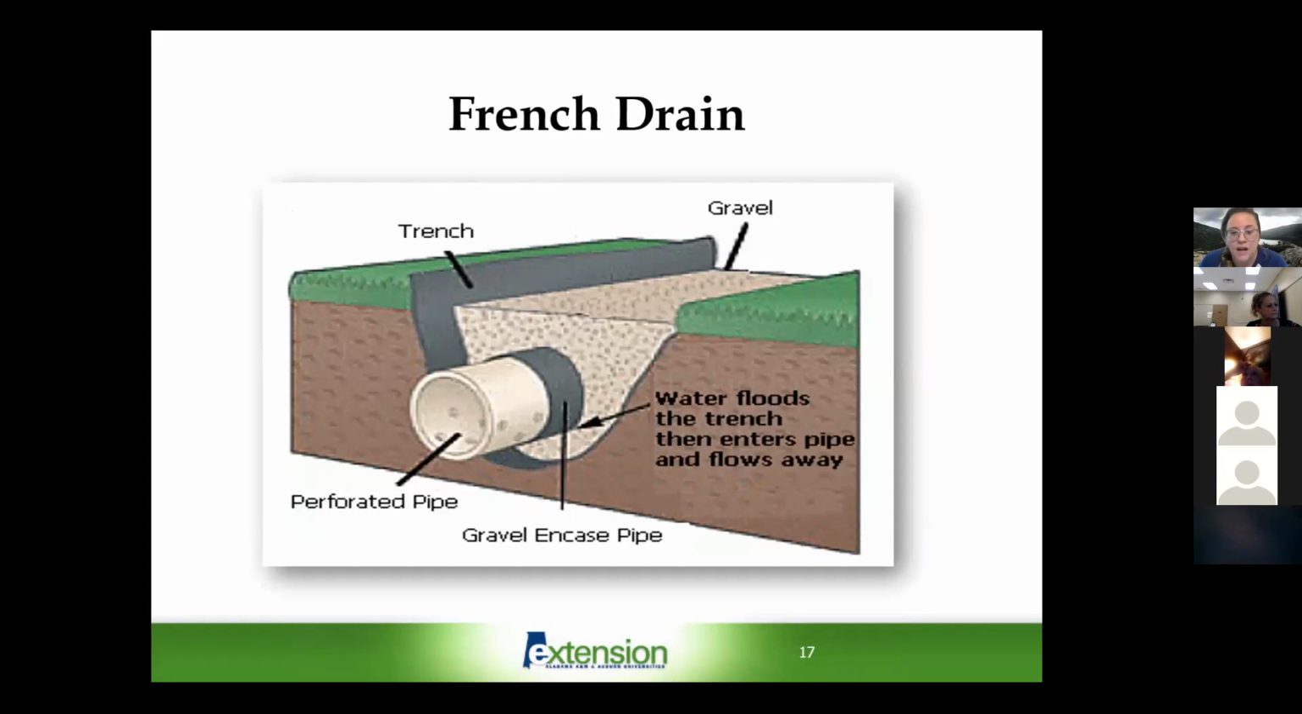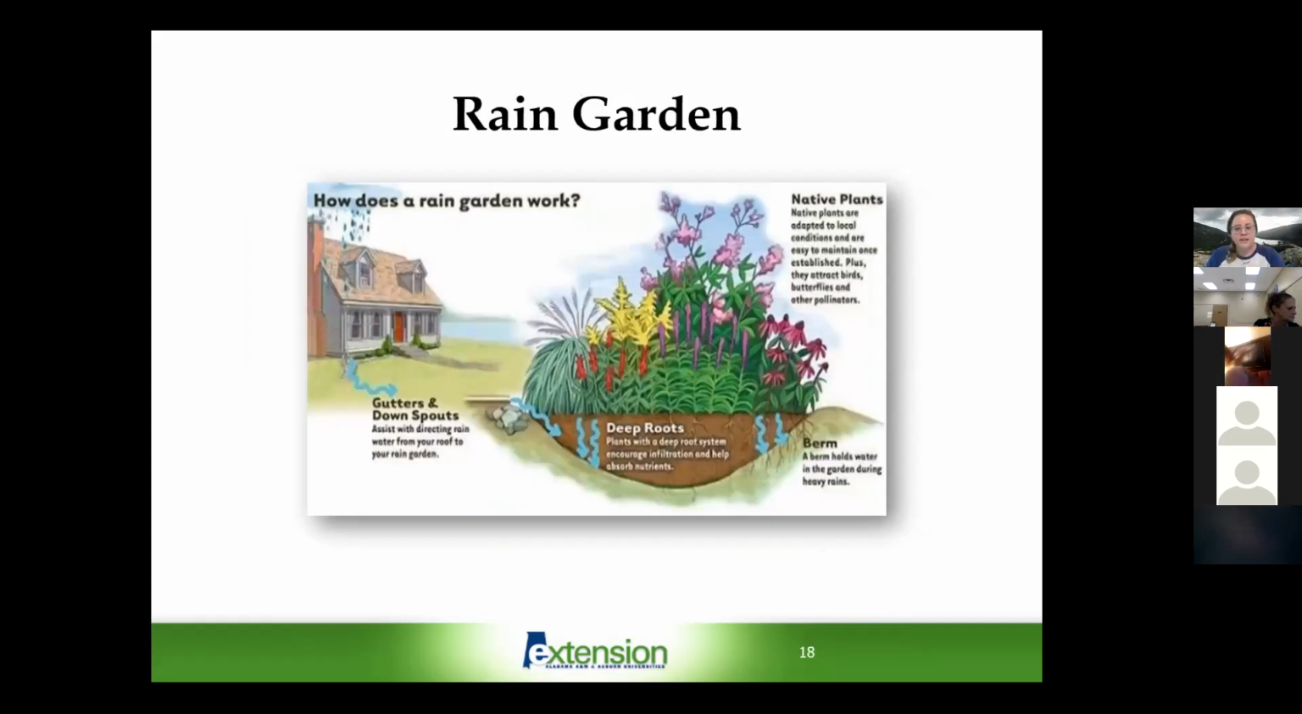French drains. I'm sure a lot of you have probably had someone or talked to someone about this or had one put in your own landscape. It's just a way to help drain that water off of your site. And then of course, rain gardens are a good small fix.